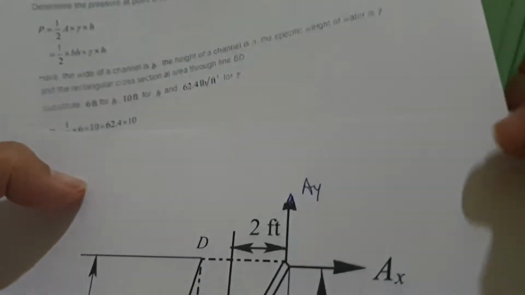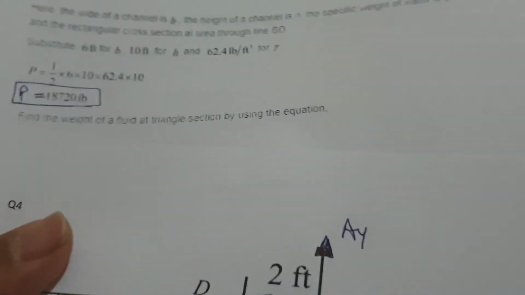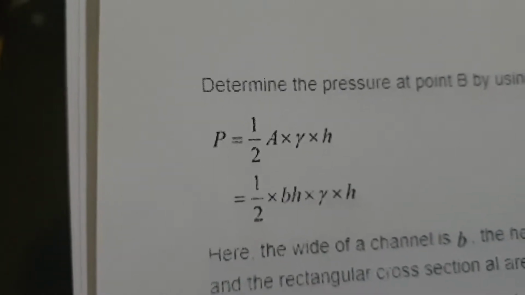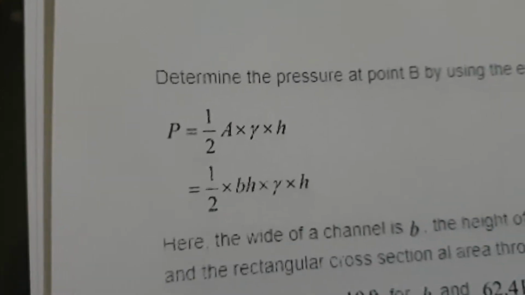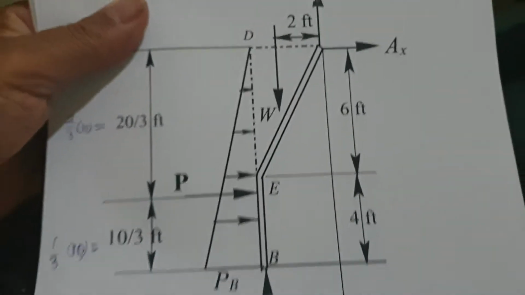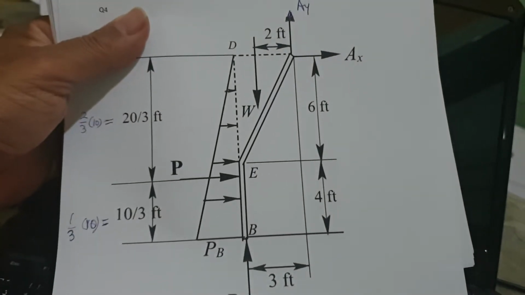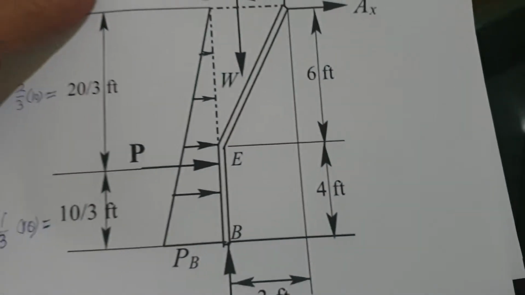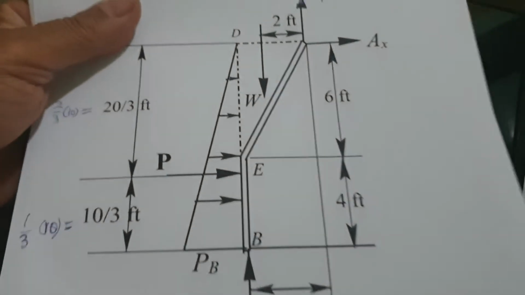The pressure B, the maximum pressure here. Let's find out the maximum pressure here. Pressure B. So if you apply the equation of the pressure, which is 1/2 A times gamma times H. What is the area here? Of course, the area is the width. Remember, I was saying that the width of this channel, deep into the paper, is 6 feet. And what is the height? You can see the height is 6 plus 4, 10 feet. So the height of the water is 10 feet.